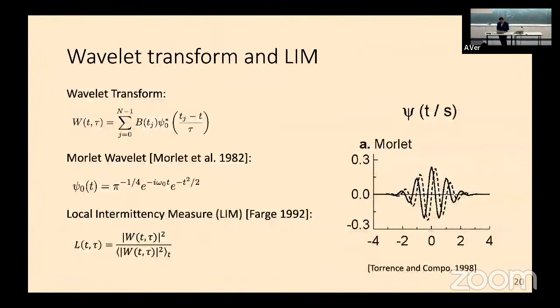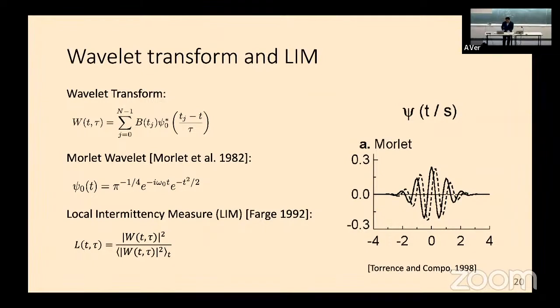In order to analyze the coherent structures, we apply the wavelet transform. The wavelet transform is based on the convolution of the original signal with the mother function, which is time shifted and rescaled at the scale tau. We are using the Morlet wavelet mother function, which is shown here. This is a complex function. The real and imaginary parts of this mother function are shown on the right panel.